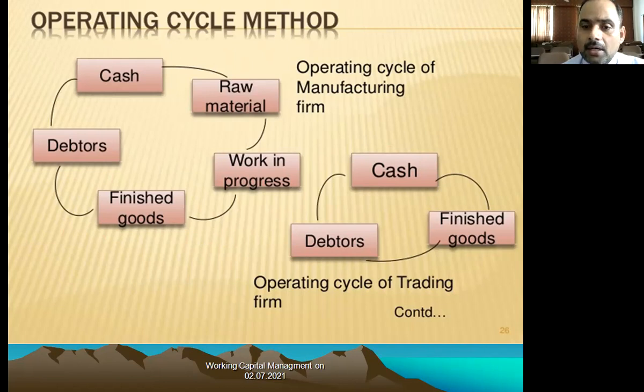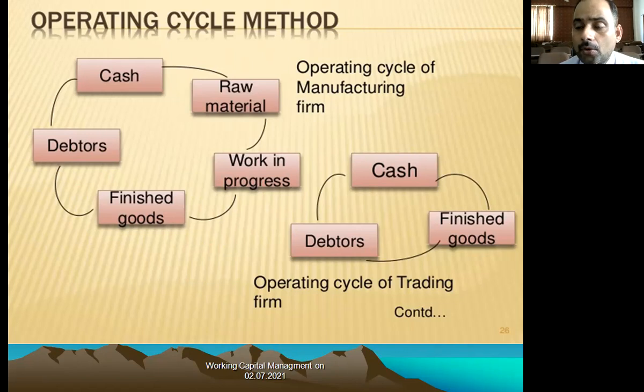After the work in progress, this product will be converted into the finished goods, and then we will sell these finished goods in the market, for cash. Whenever we sell that product for cash, we can easily receive it. So the cash will be received again, we will again introduce the raw material, and this cycle will go on.